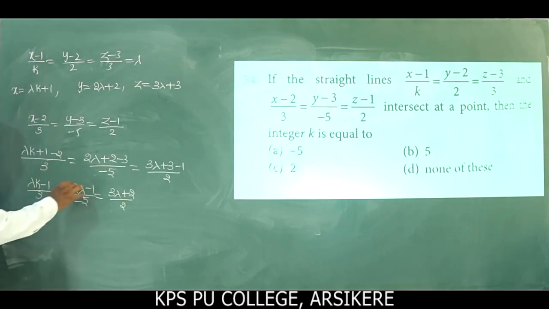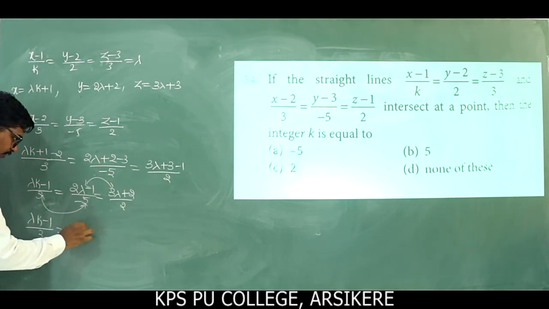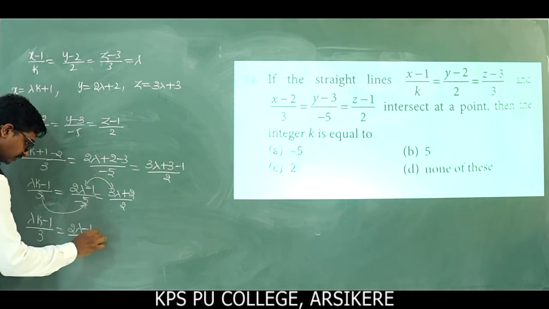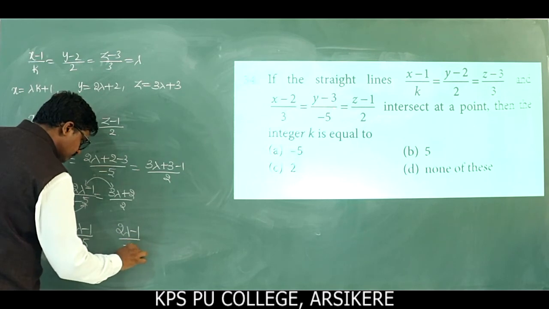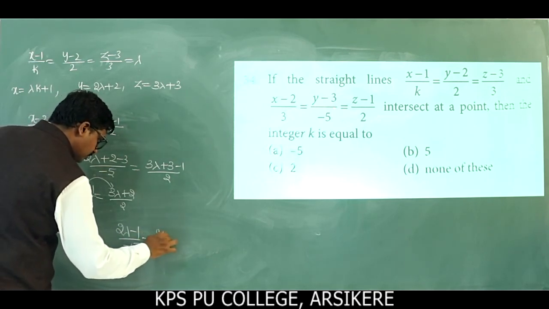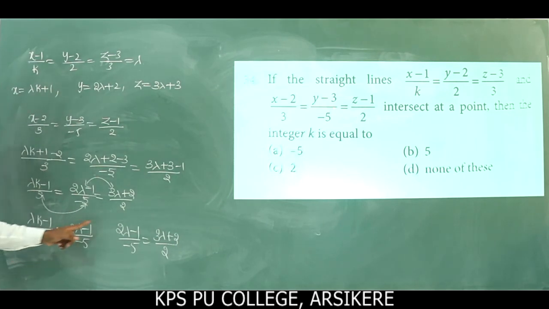Equate first and second and third term, we get the value of lambda there. First equate first and second term. Let's see what comes. This is (lambda k minus 1)/3 = (2 lambda minus 1)/(minus 5). And the second and third: (2 lambda minus 1)/(minus 5) = (3 lambda plus 2)/2. First simplify this one, then this one.